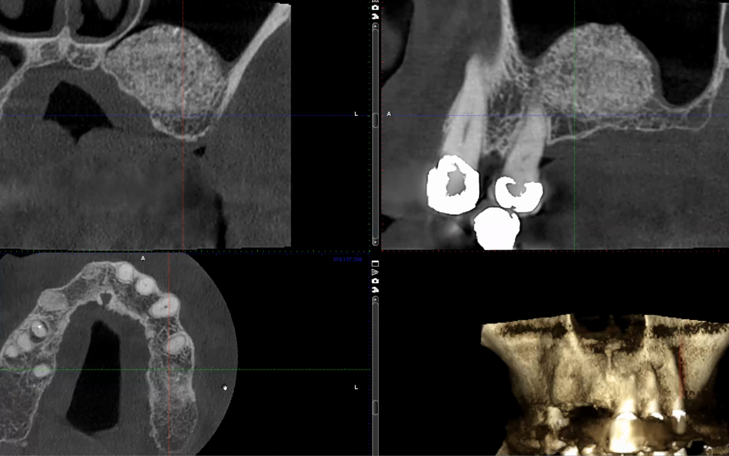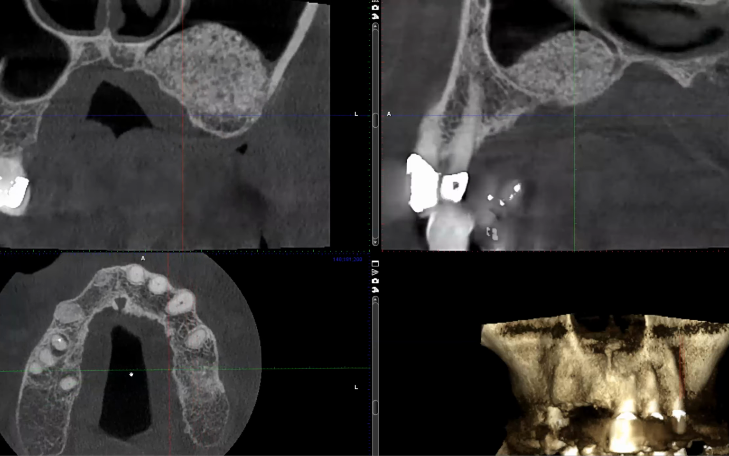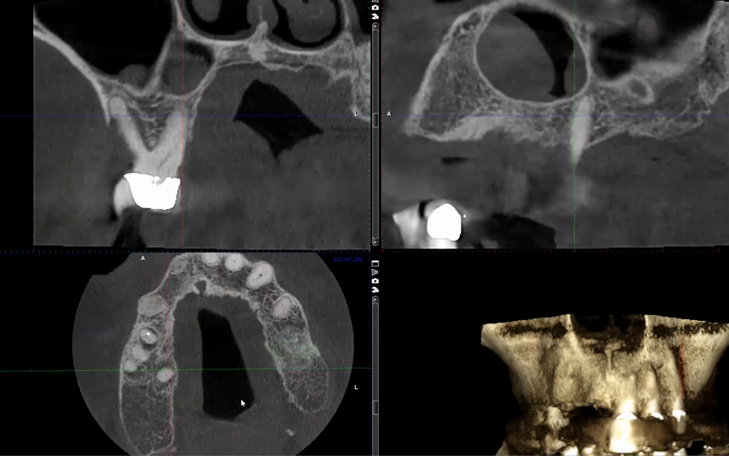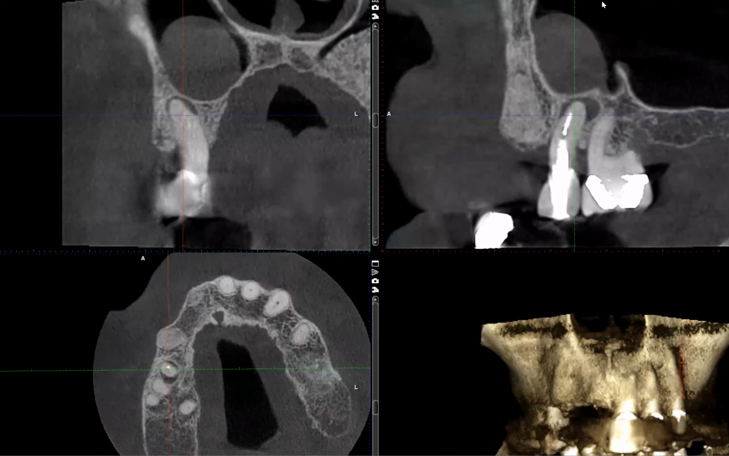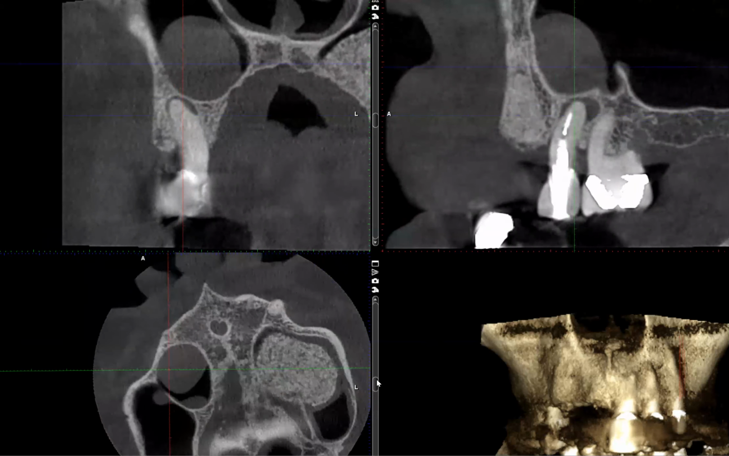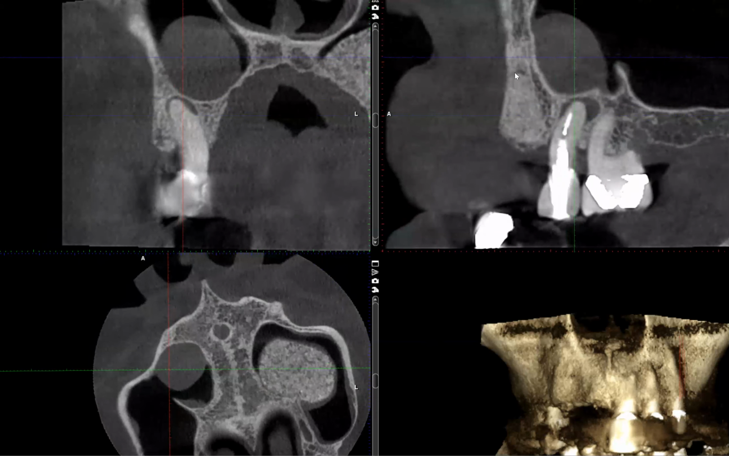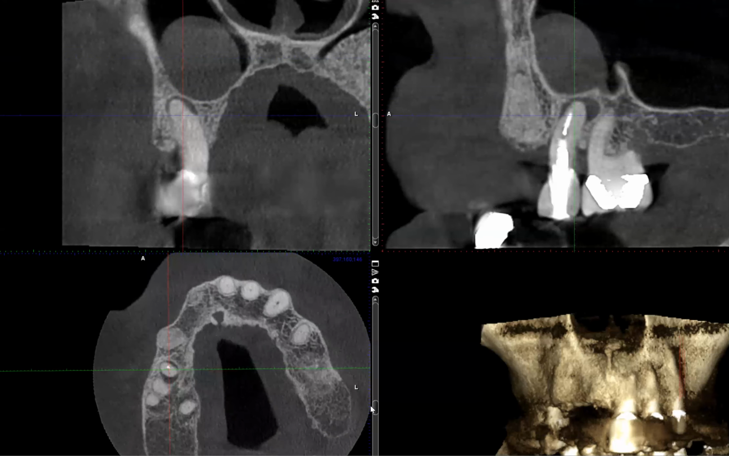Whereas if you look at the unaffected side, which I did not really draw your attention to from previous video, you'll just have to take my word for it that there is a mucus retention pseudocyst once again on the right maxillary sinus that is unchanged from the prior study or prior scan. And there is that apical radiolucency of endodontically treated tooth as well.